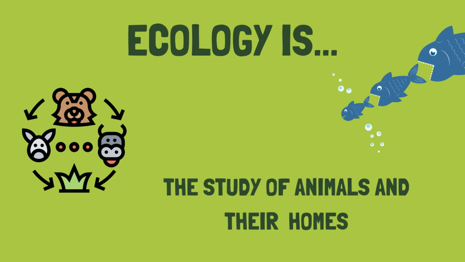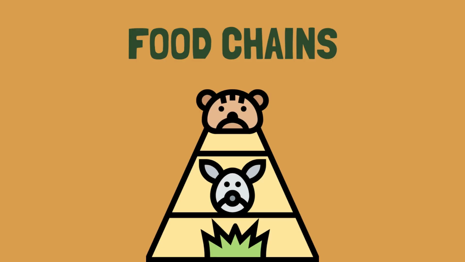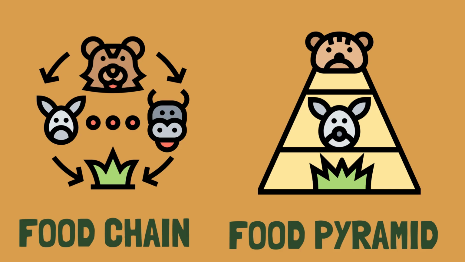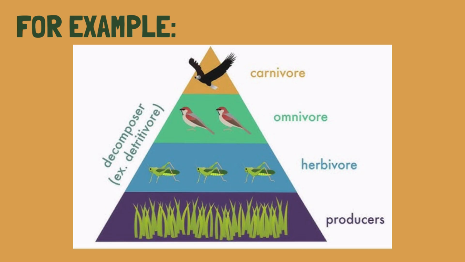Ecology is the study of animals and their homes. Let's start by looking at food chains. There are two ways to show a food chain. The left is called a food chain and the right is called a food pyramid. Both show the relationships between animals. As an example, let's look at this food pyramid.